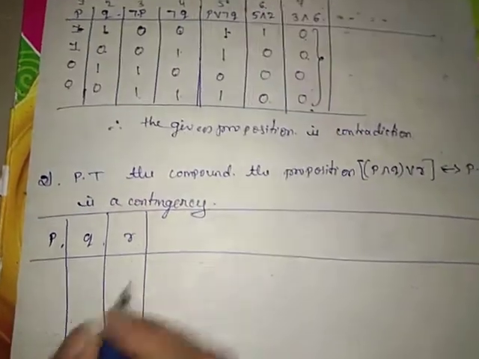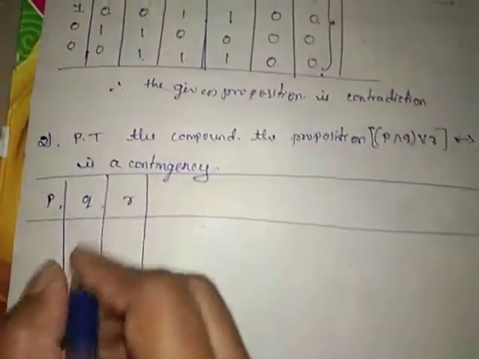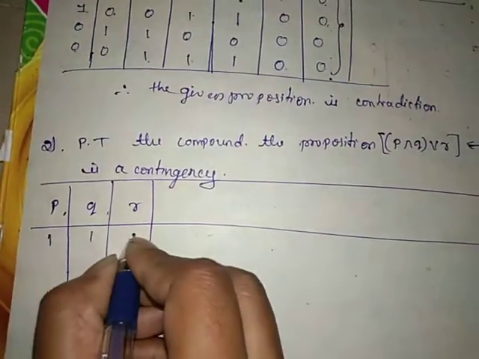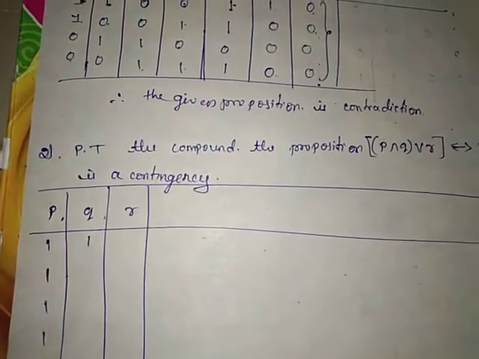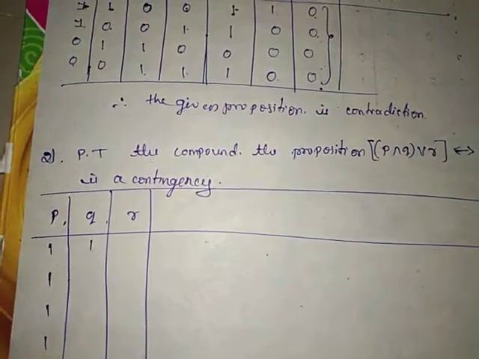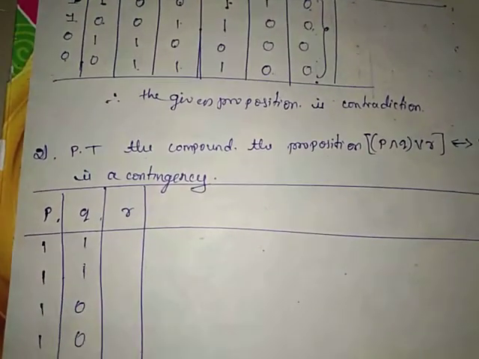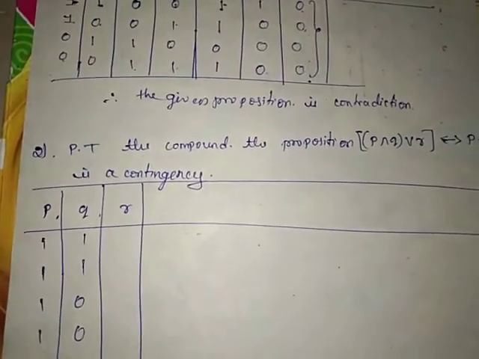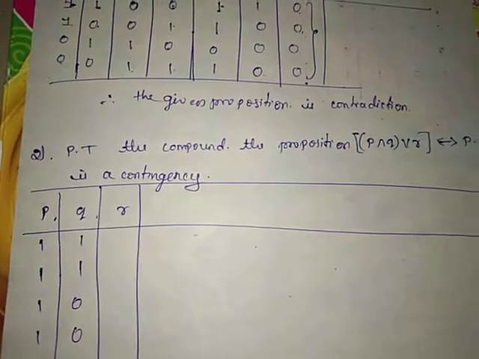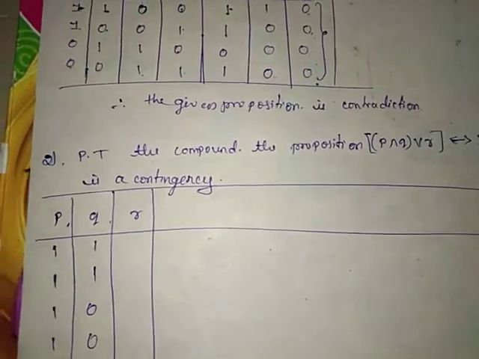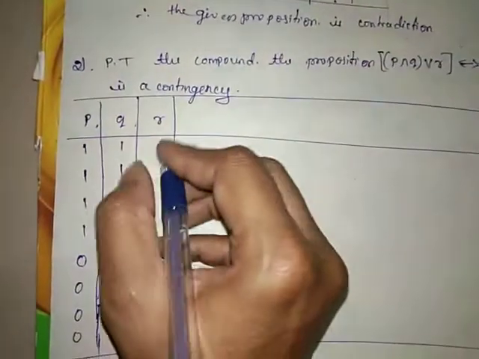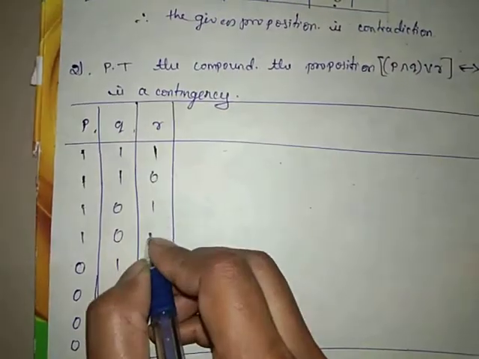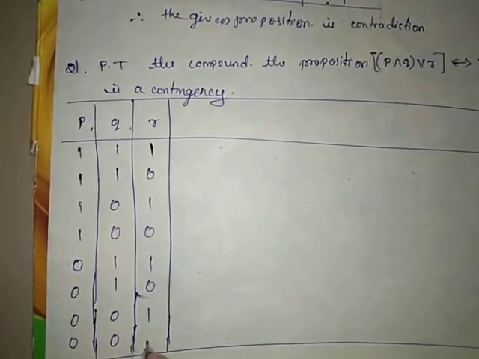When there are three propositions, the possible values will be of three kinds. You can take 4 times 1, 4 times 0, 2 times 1, 2 times 0, 2 times 1, 2 times 0. On that basis you can also remember the possible truth value arrangements. So now it becomes 1 0 1 0 1 0 1 0.